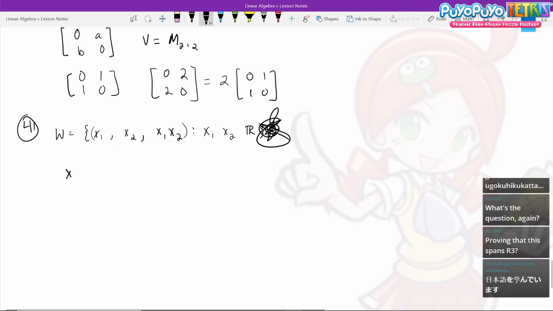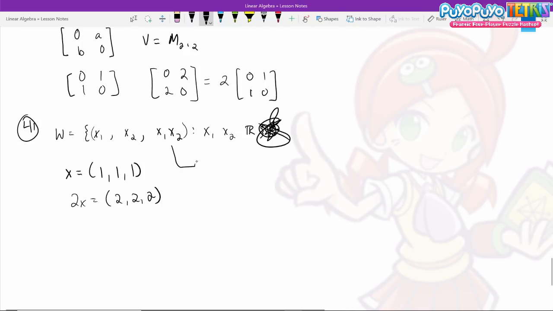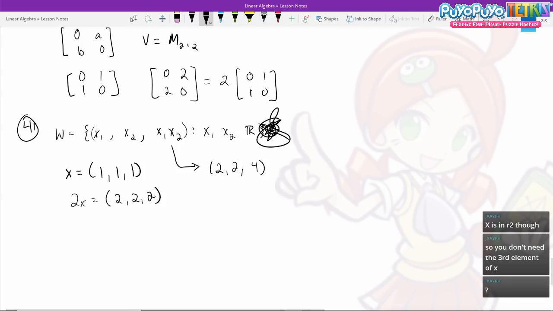Let's say the vector x is 1, 1, 1. Then a multiple of that could be like 2x, right? But then that doesn't satisfy this part right here. Only this would have to be this. So then this isn't a subspace of R3.